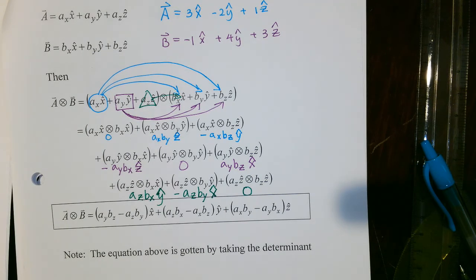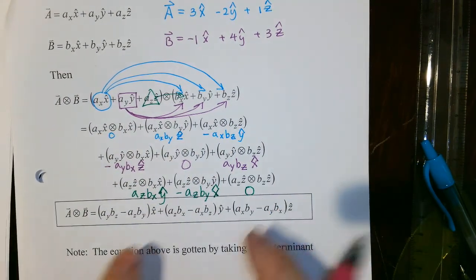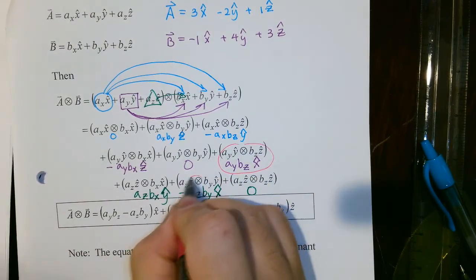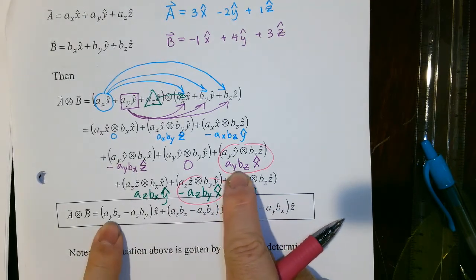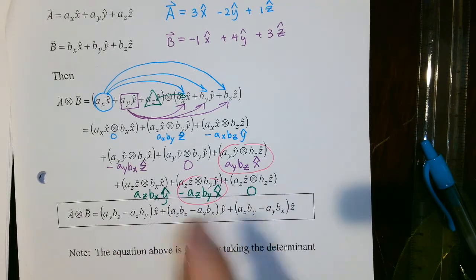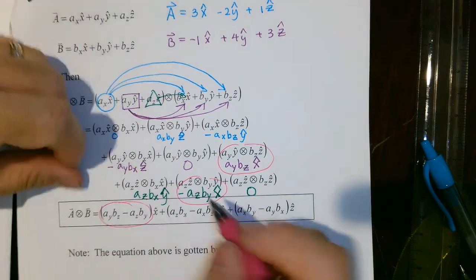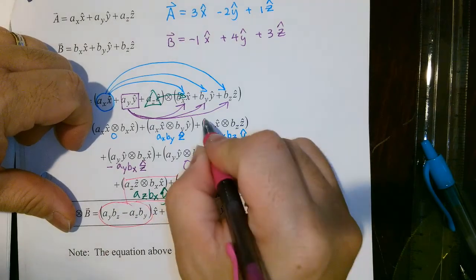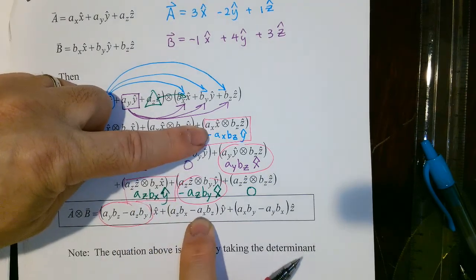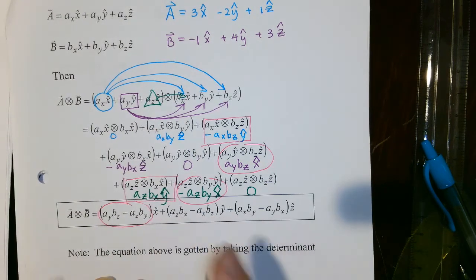So now let's consolidate. Well, zeros go away, so it doesn't matter. But let's put all the x's together. So A_y B_z minus A_z B_y, and I factor out the x hat. So this is that. Then, if I look at the y hats, I have A_z B_x y hat minus A_x B_z y hat. I could factor out the y hat, and I get this.